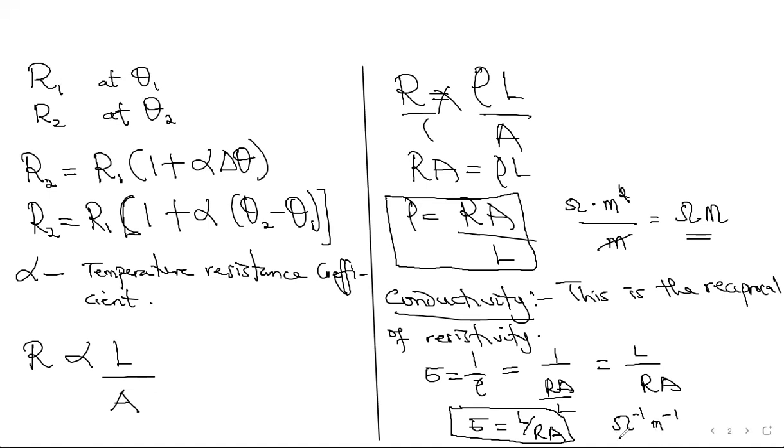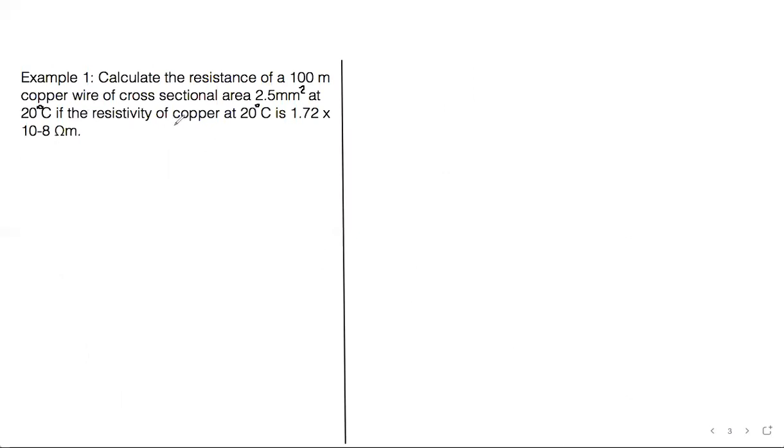So that will be the unit of conductivity. Okay, so let's look at the example. In example 1, we have to calculate the resistance of a 100 meters copper wire of cross-sectional area 2.5 millimeters squared at 20 degrees Celsius if the resistivity of copper at this temperature is 1.72 times 10 to the minus 8 ohm meter.